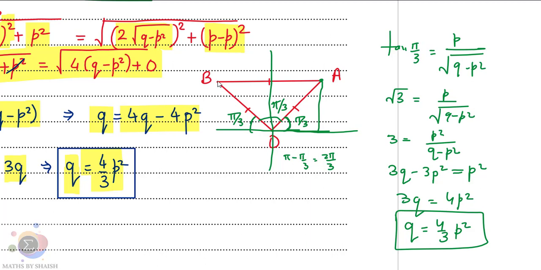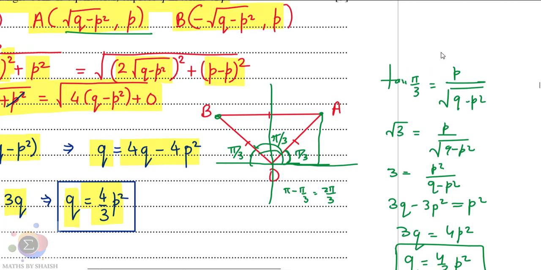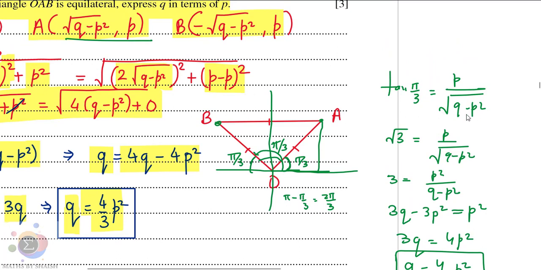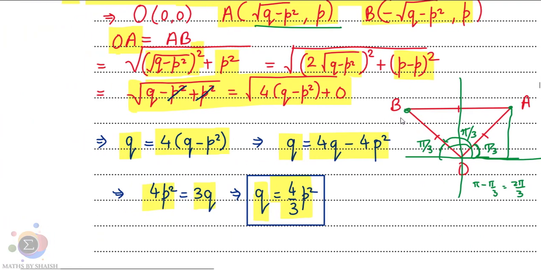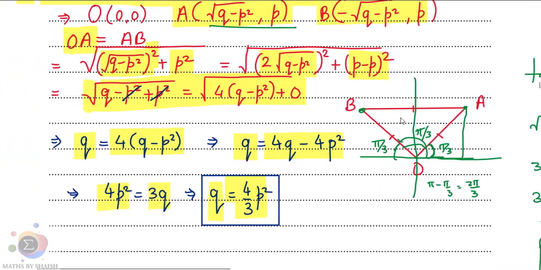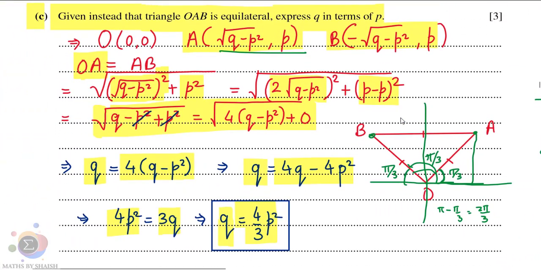We can choose B also. In this case, for B the argument would be 2 pi by 3. So in that case it is going to be 2 pi by 3, and then it is p upon minus of this. Again we will get the same answer. So it's completely up to us how we solve these types of questions where it involves the argument also.